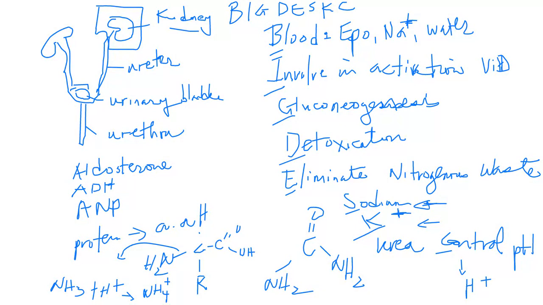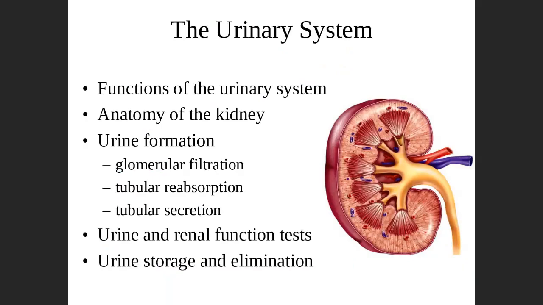Now, we're going to see that in the future, if I ask you what's the functional unit of the kidney, okay, the functional unit of the kidney is known as the nephron. The functional unit of the kidney is the nephron. So we're going to spend some time talking about this nephron.